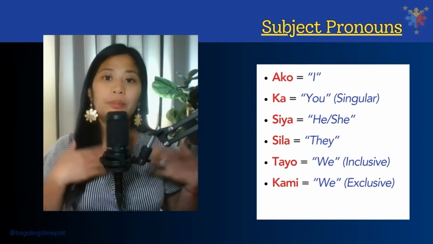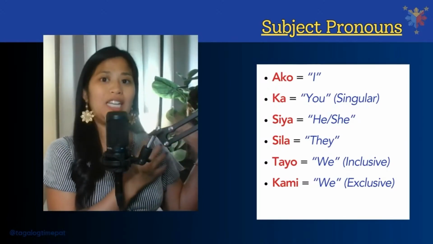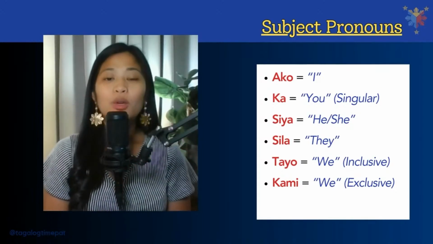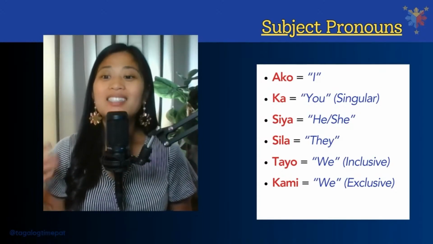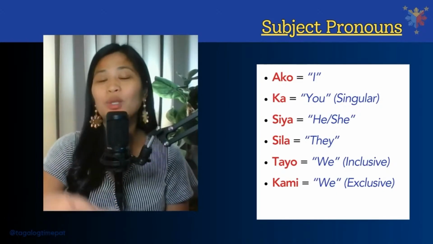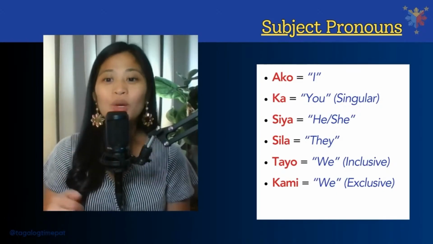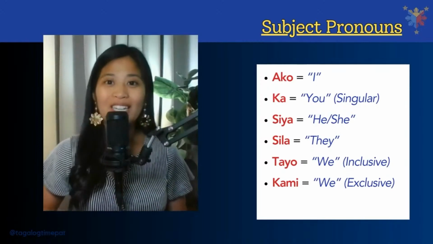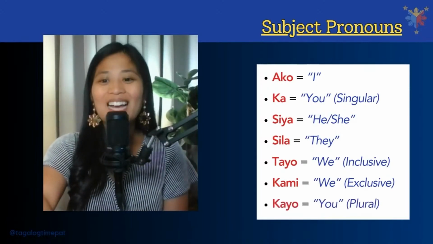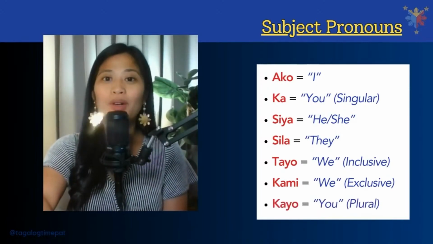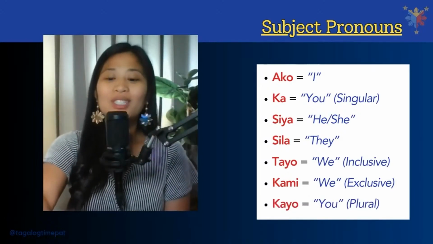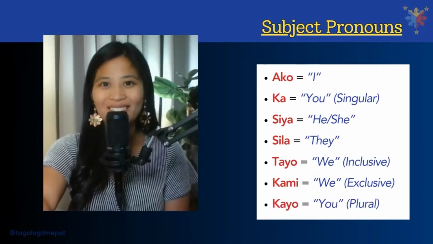Whereas if it were me and my husband Chris, we are eating, that would be kumakain kami. That's exclusive because you're not included. I'm just kind of telling you about it. Kumakain kami, we are eating. And then lastly, kayo is you plural. So you all, that's you plural, kayo.